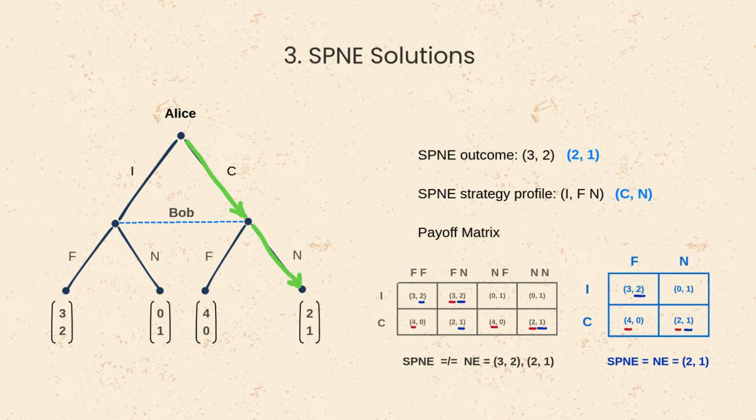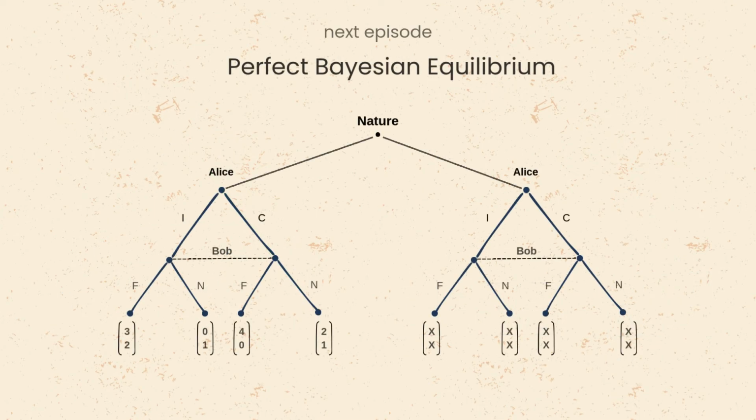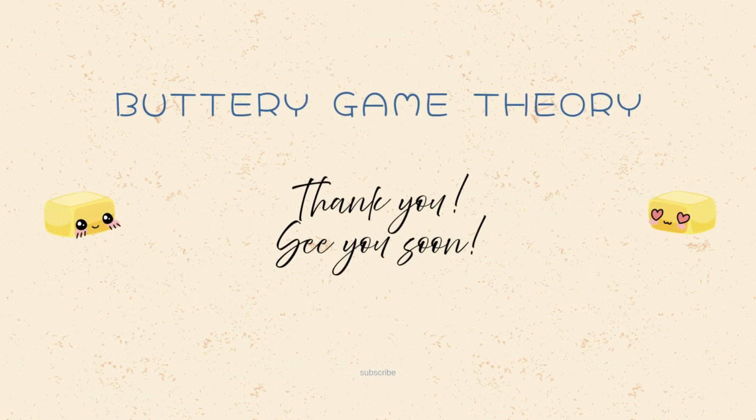So that's it for today's episode. In the next episode we will learn how to solve sequential games with incomplete and imperfect information using perfect Bayesian equilibrium.